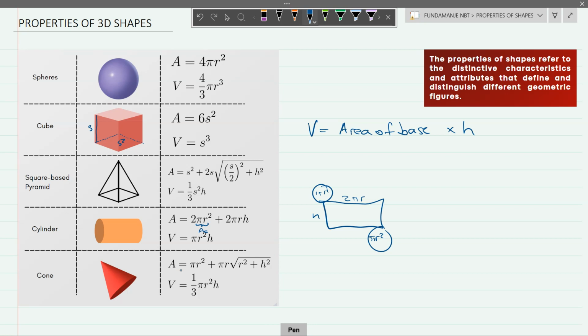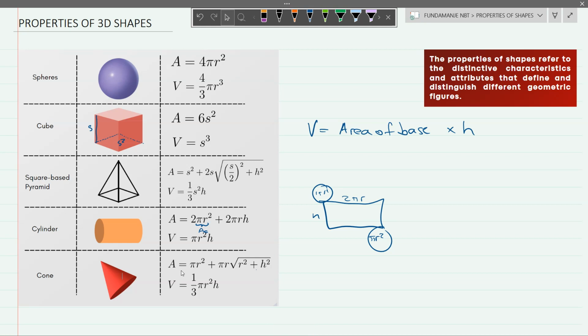Then the last one is the cone. The surface area of a cone is gotten by this formula, the pi r squared for this part, and then if we were to roll out this top part, we would have an expression that says pi r root of r squared plus h squared. Then we have the volume, which is a third pi r squared h.